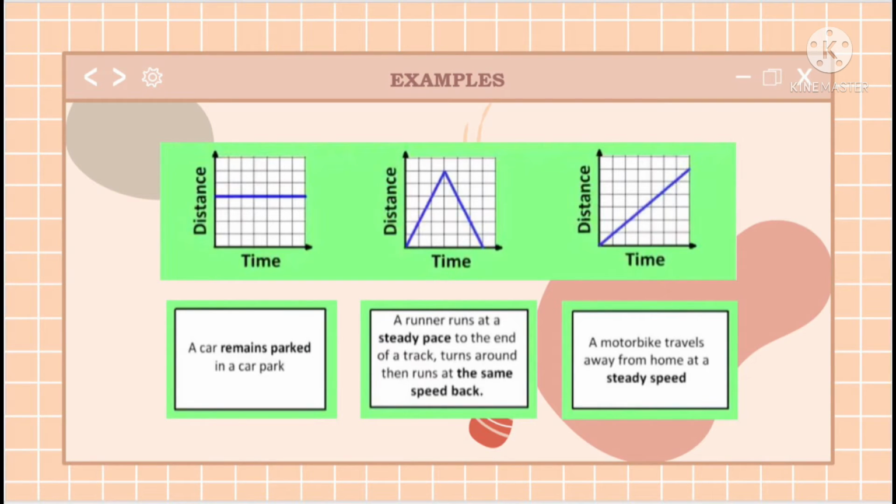Here we have more examples. Example number 1. A car remains parked in a car park. As we can see, it is a horizontal line, which means it is a stationary object. Example number 2. A runner runs at a steady pace to the end of a track, turns around and runs at the same speed back. And example number 3. A motorbike travels away from home at a steady speed.